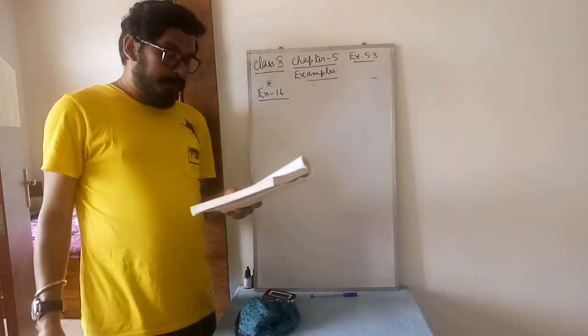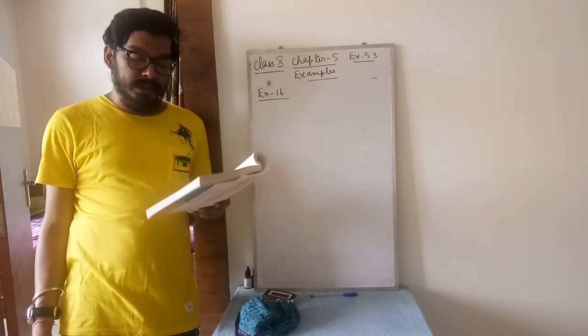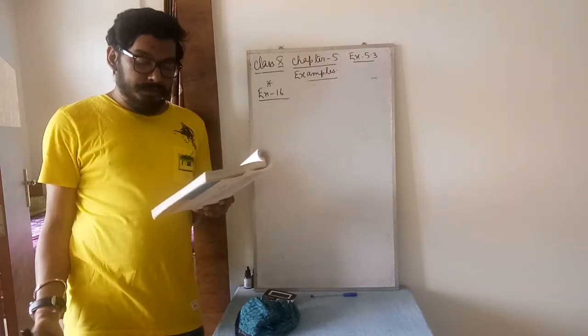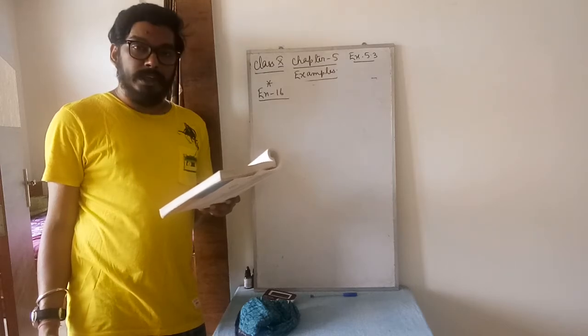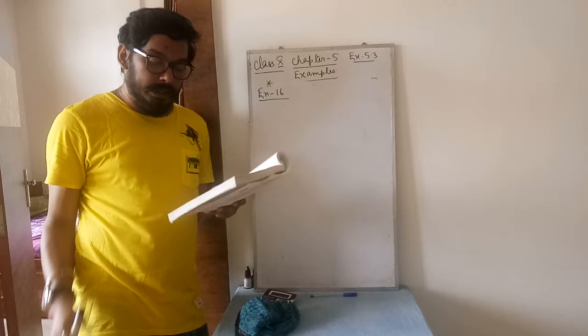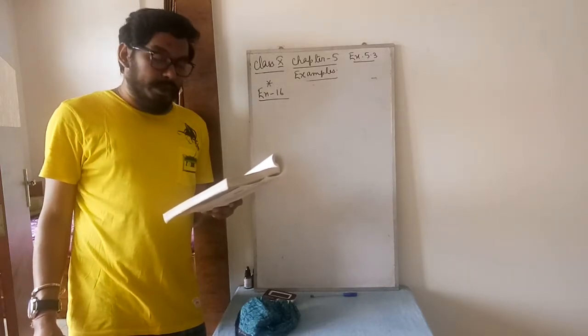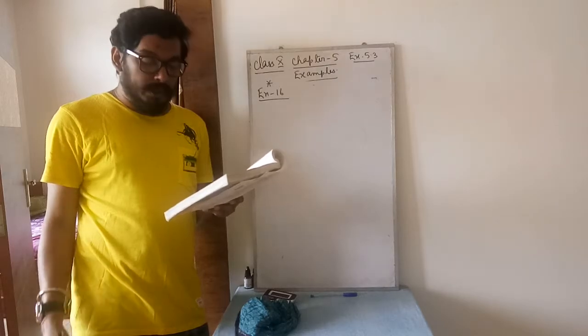I repeat the question. A manufacturer of TV sets produced 600 sets in the third year, meaning A3, and 700 in the seventh year, meaning A7. Assuming that the production increases uniformly by a fixed number every year, find Roman 1, the production in the first year, meaning A1.